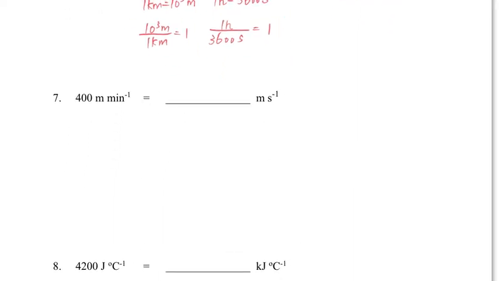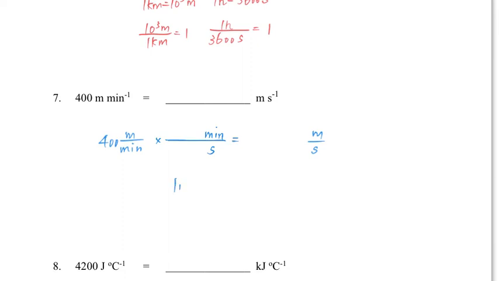Question 7. 400 meter per minute. We have to convert it into meter per second. Since the length still uses the unit of meter, we do not need to convert meters, which means we just directly convert the units of time. It should be okay.